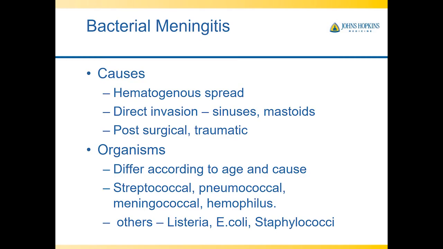So what are the causes of bacterial meningitis? Hematogenous spread is probably the most common cause. You can have direct invasion of infection from the sinuses or the mastoids. Meningitis can occur as a result or a complication of traumatic events or in the post-surgical setting. The organisms that cause the meningitis also differ according to the age and the cause. For example, you have streptococcal or pneumococcal meningitis or meningococcal meningitis in the community setting, or you can have others like Listeria, E. coli, or Staphylococci as well.